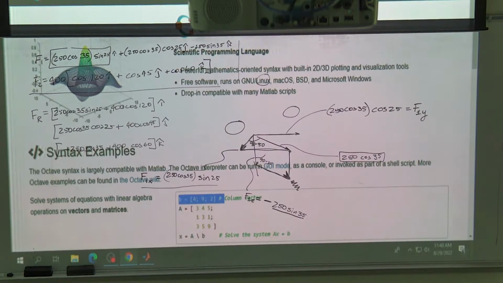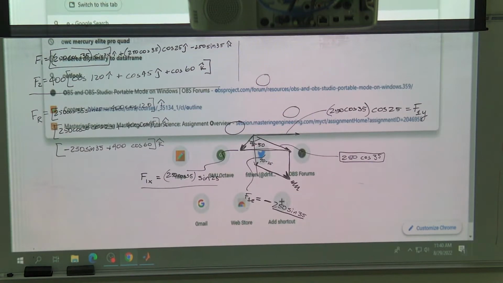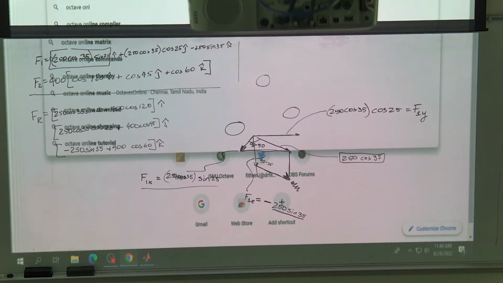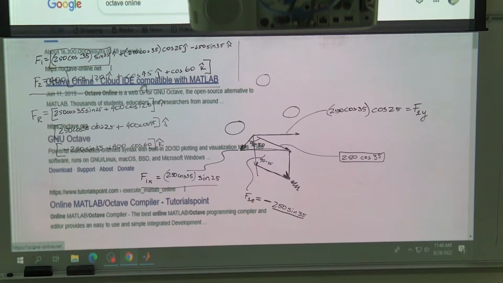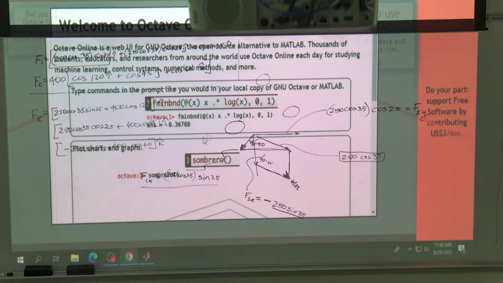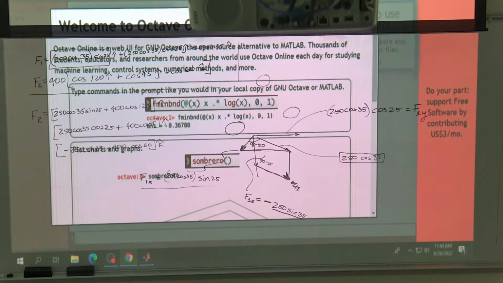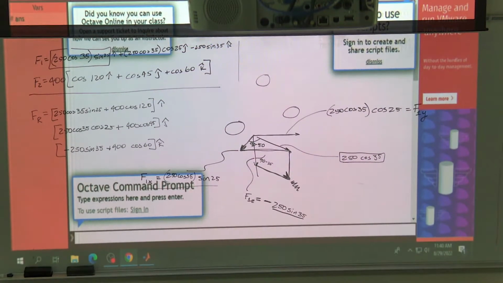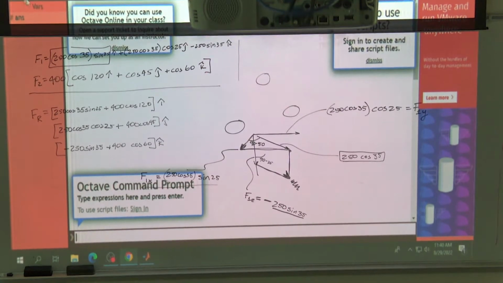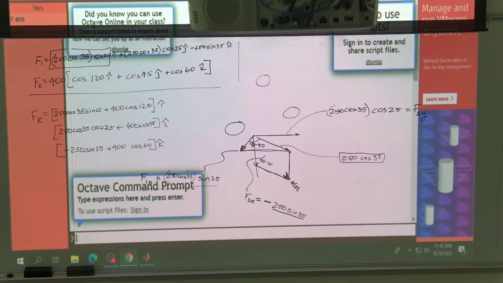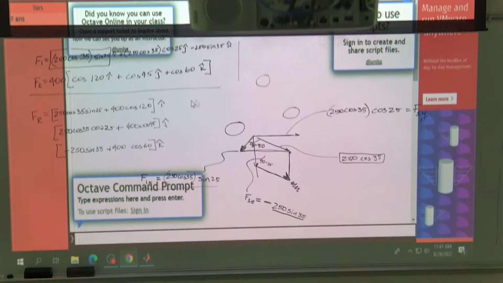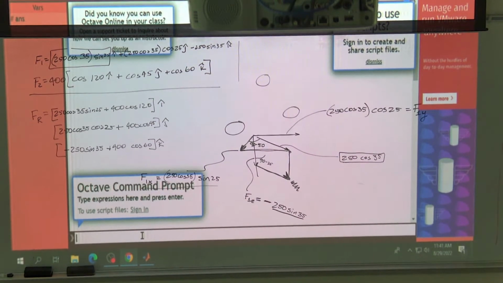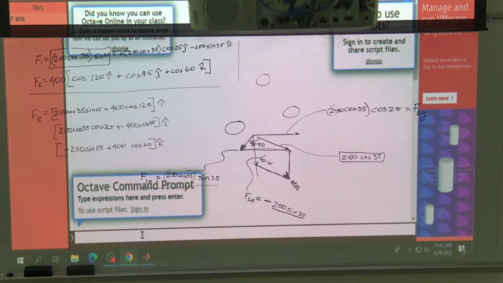Just go download that on your laptop, and there are places, let's see, there's an online place. Okay, there's several of them out there. I don't know if that's what that is. It's 84, 81, or whatever that is up there. But did you know you can use Octave online? What's a script? Octave command prompt is down here. So I have this thing blocking my own view. So you can do it online, which means you can bring out your cell phone and do it.